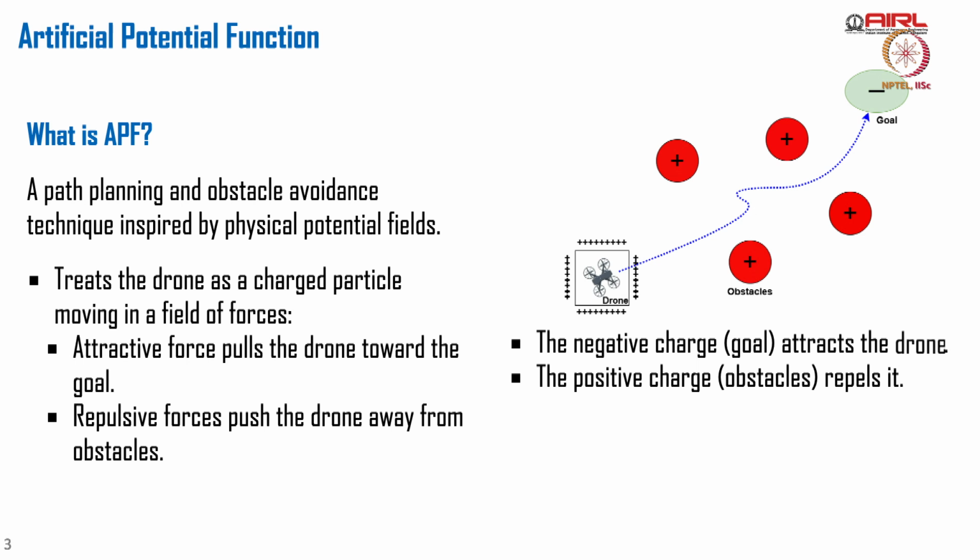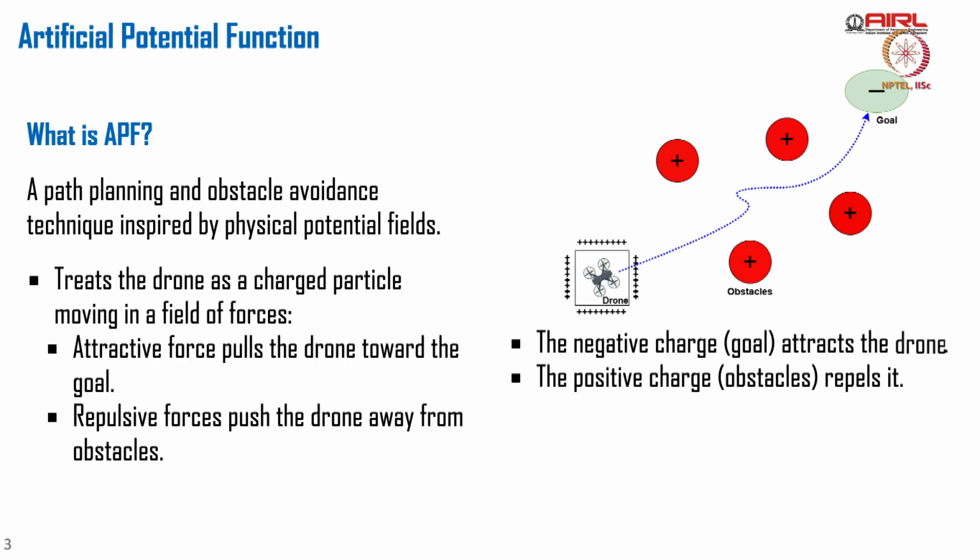The robot is a charged particle. Here I am using the word robot because it could be applied to both ground robots and aerial robots. What I meant is the drone is a charged particle. Let's say this is a charged particle with positive charge. All obstacles are looked at as a positive charge, so the same charge will repel. The goal is a negative charge, which will attract the drone towards it.